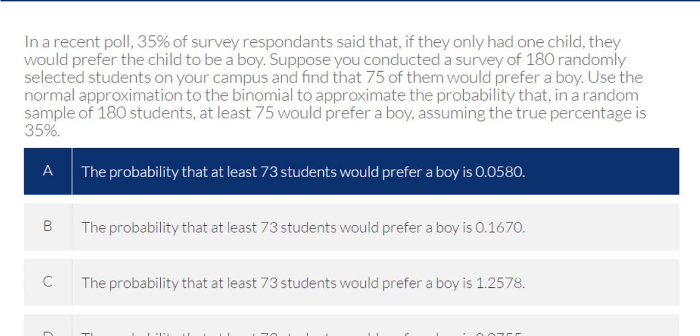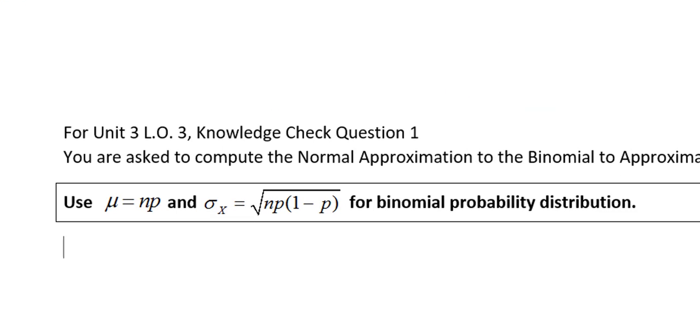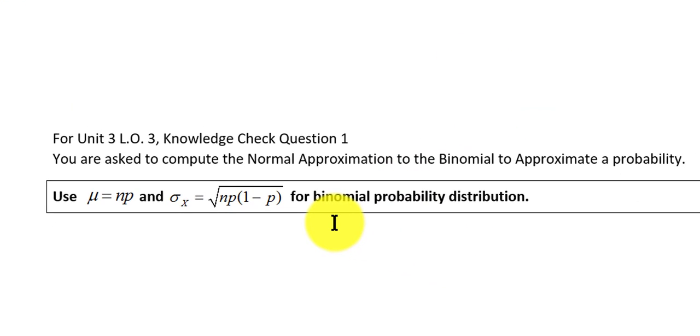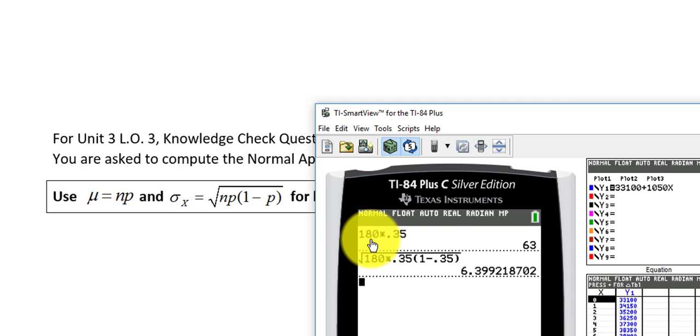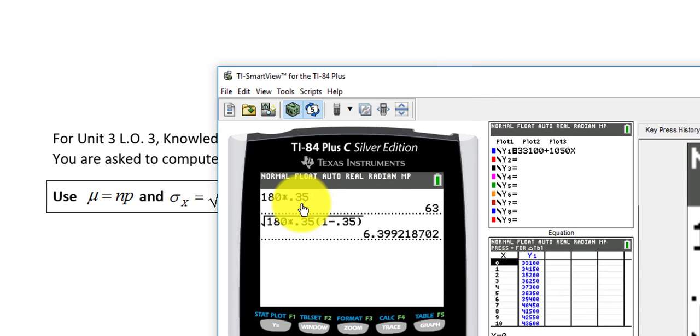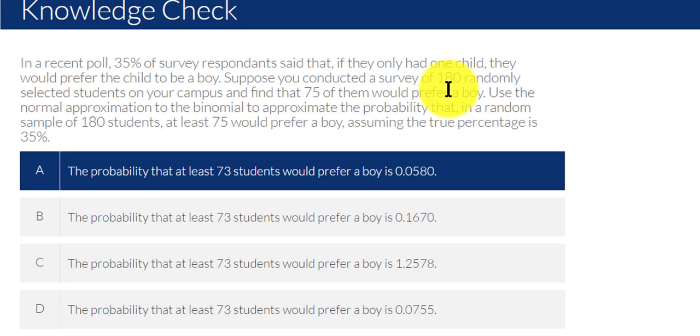Well, we can use StatCrunch, or we can do the calculations by hand. It's important to remember that when we're doing the normal approximation, our mean is equal to n times p, and our standard deviation is equal to the square root of np times the quantity of 1 minus p. We were given an n of 180, and the p was 35. So when I multiply 180 times 0.35, I end up with 63. Again, where did that come from? My n was 180. My p was the 35%, or 0.35.